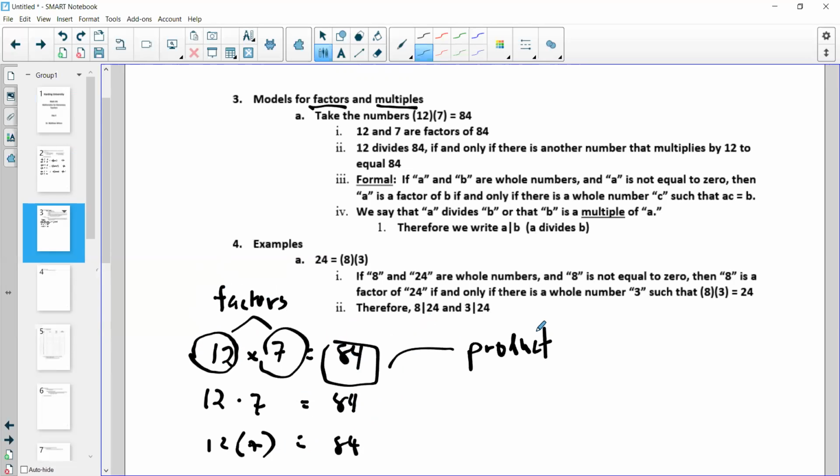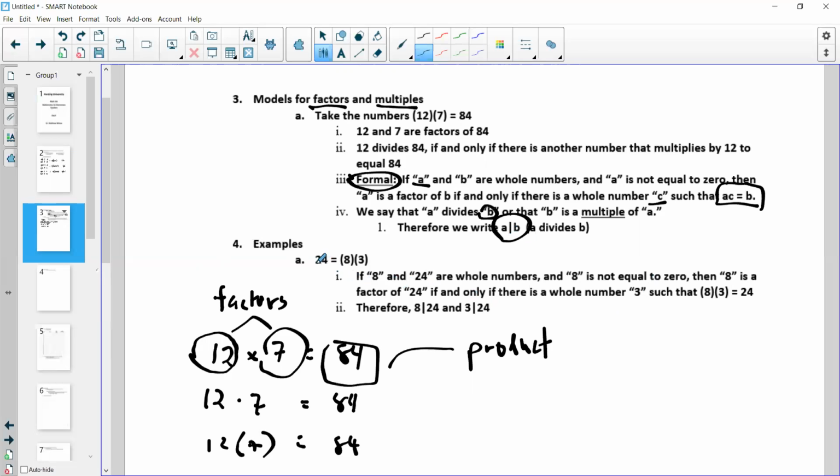So if you look at the formal definition here, it says if A and B are whole numbers, A is 12, B is 7, and A is not equal to 0, then A is a factor of B if and only if there is a whole number C so that A times C is equal to B. And it says that if A is a factor of 84, then there is a whole number C that can multiply by A to give you B. So 12 is represented as A up here, 7 is represented as C, and 84 is represented as B. And so you're looking at this equation right there. So therefore, we could write it in this formula when A divides B.